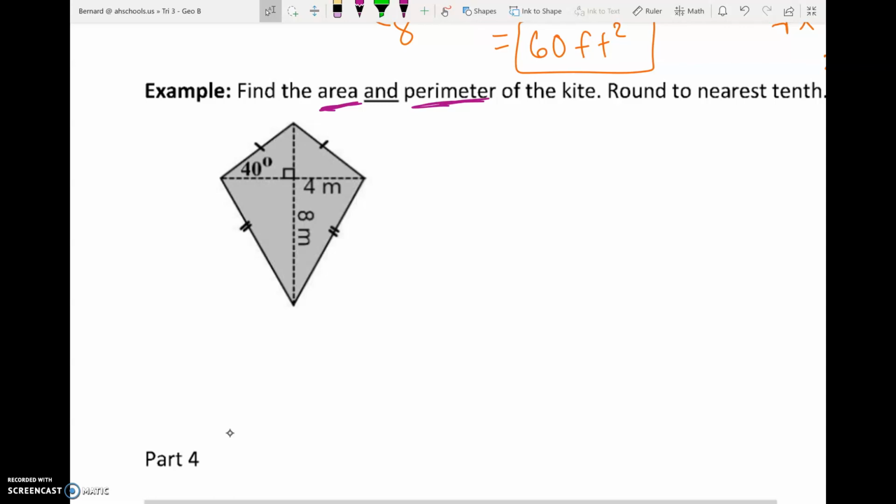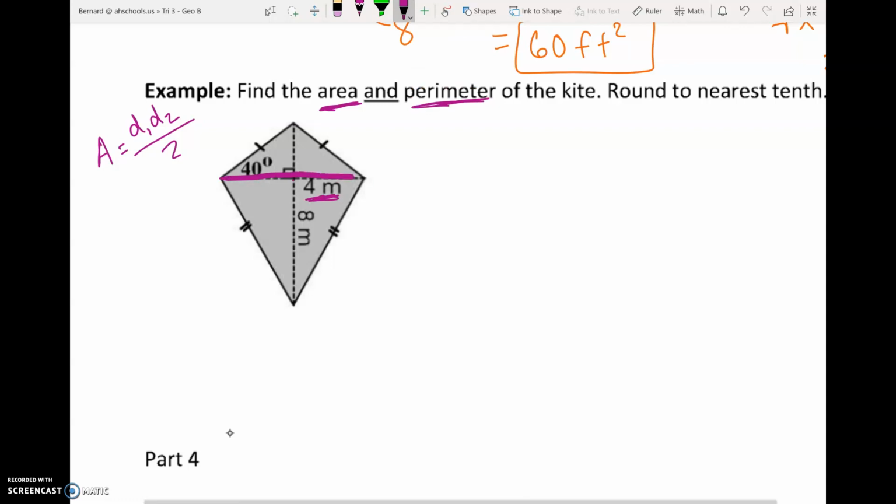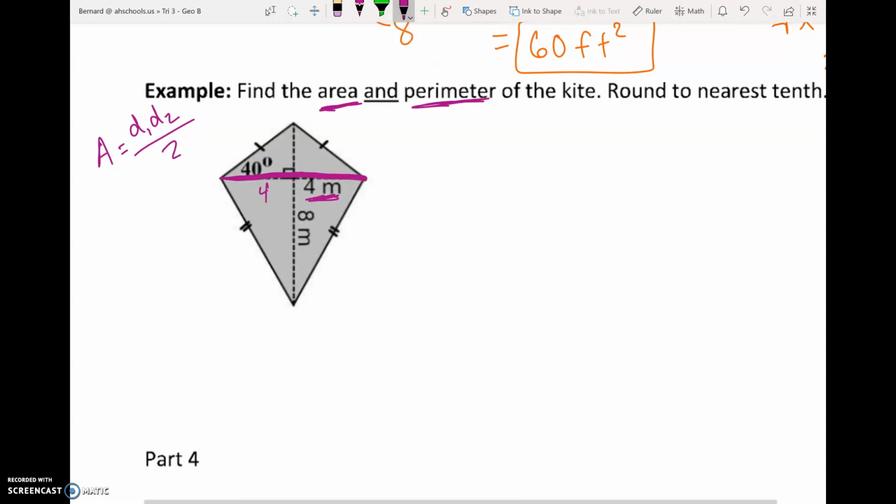Now, for area, we need to simply just find, not base, diagonal 1 and diagonal 2. And then, right, we'll multiply those together and divide by 2. Now, one thing to note, this 4, that's part of, I'll make this, I guess, the purple diagonal. And that's the one that gets cut in half. And so if the right side's 4, the left side's 4. And so our entire purple diagonal is 8. 4 plus 4 is 8. So we do have one of our diagonals.